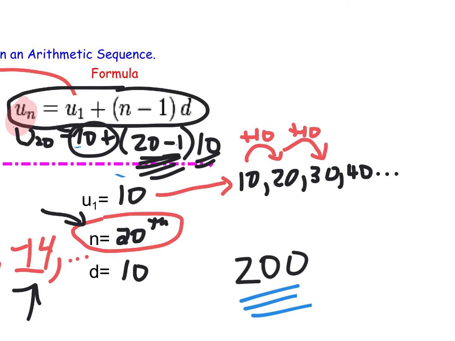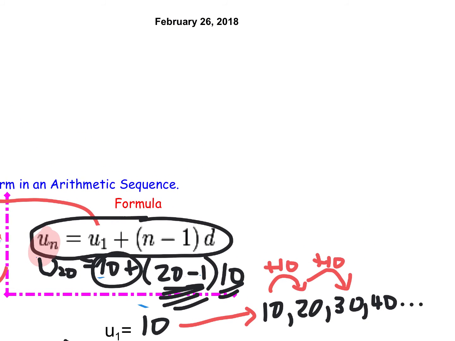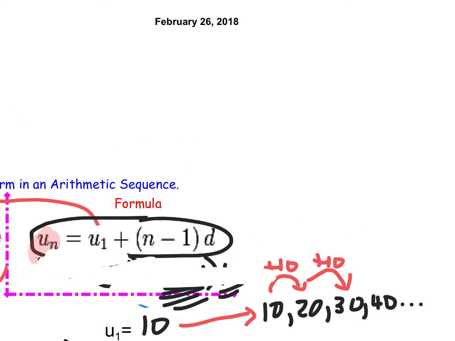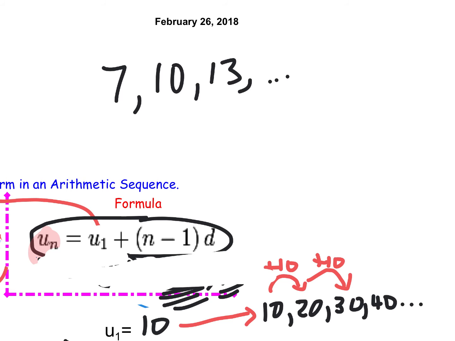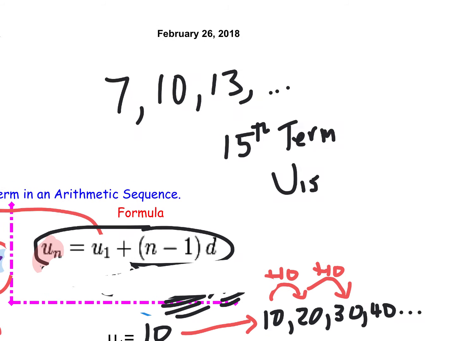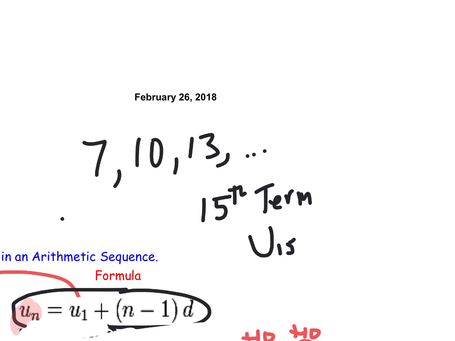All right. That's the formula you'd use to find the nth term. I'm going to give you one more, and this should go way faster now that you're getting used to this. Start with 7. Add 3 each time. Find me the 15th term. That's the same as U sub 15. Use this formula down here.